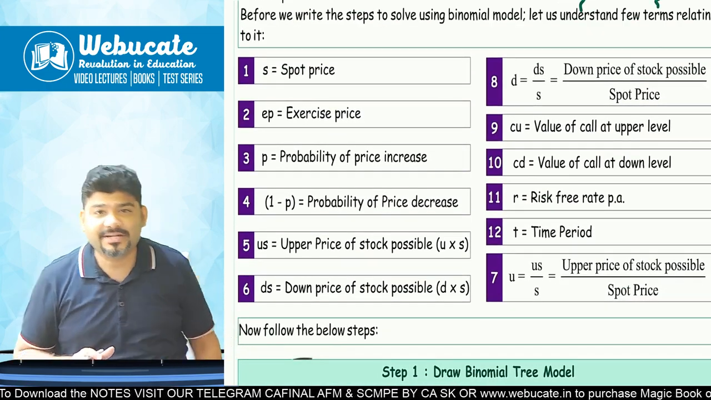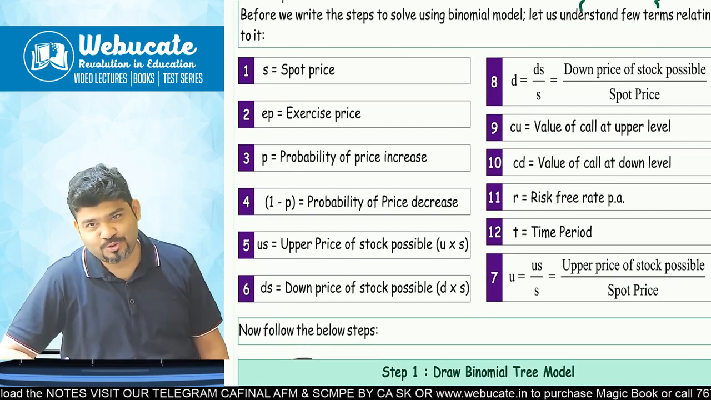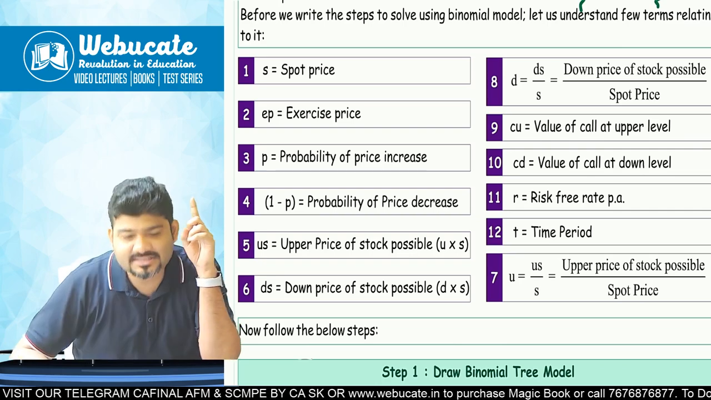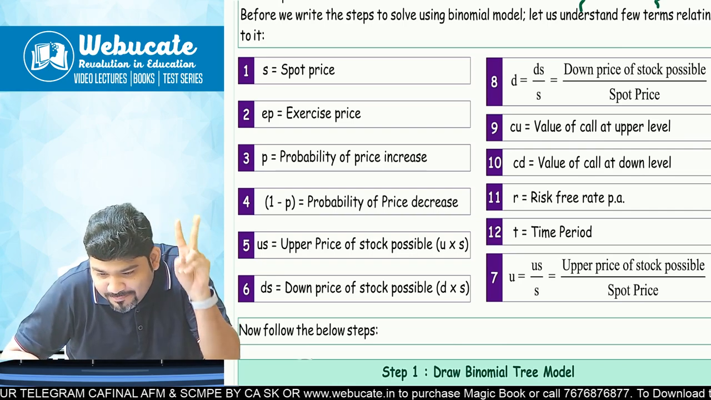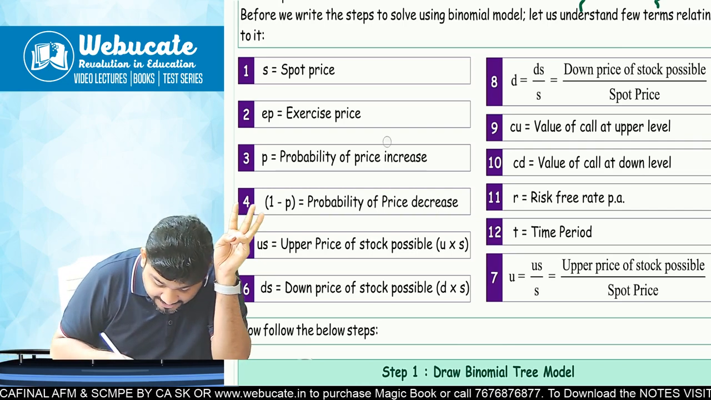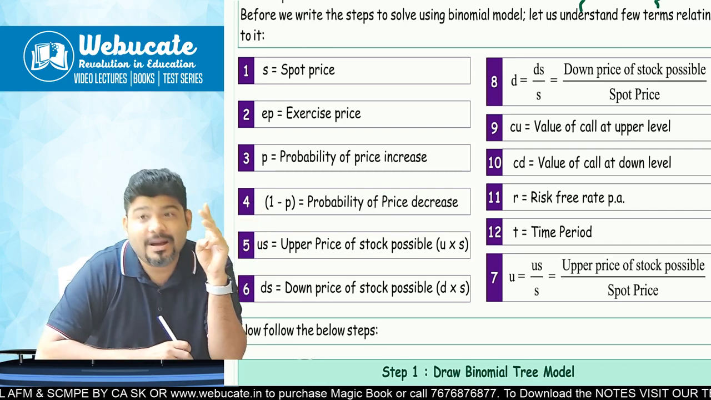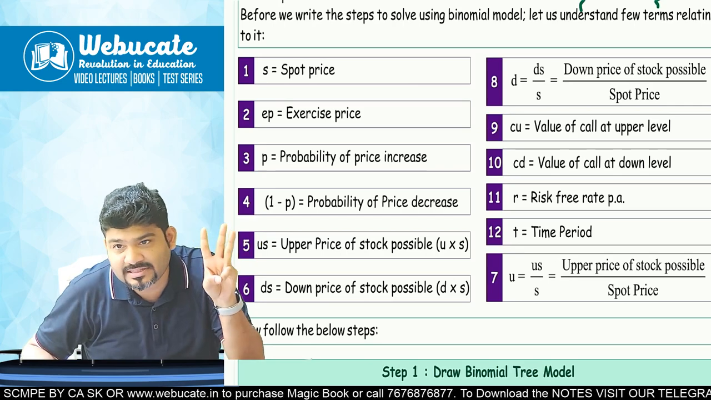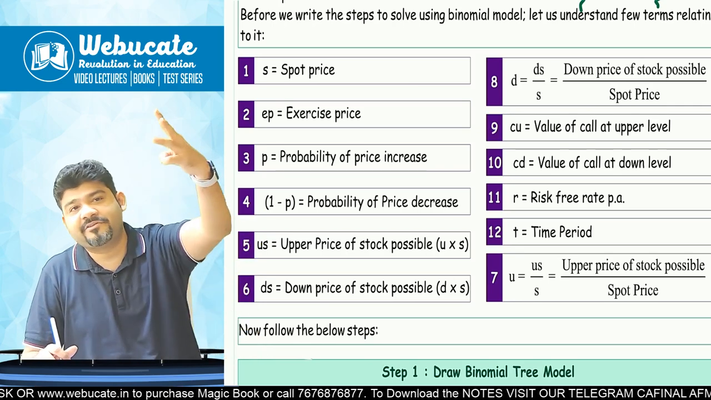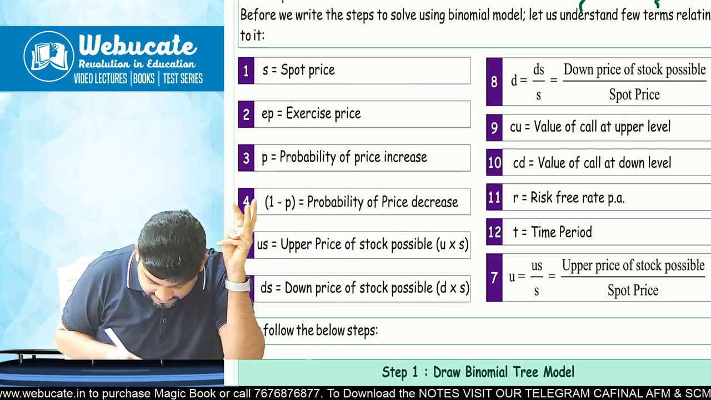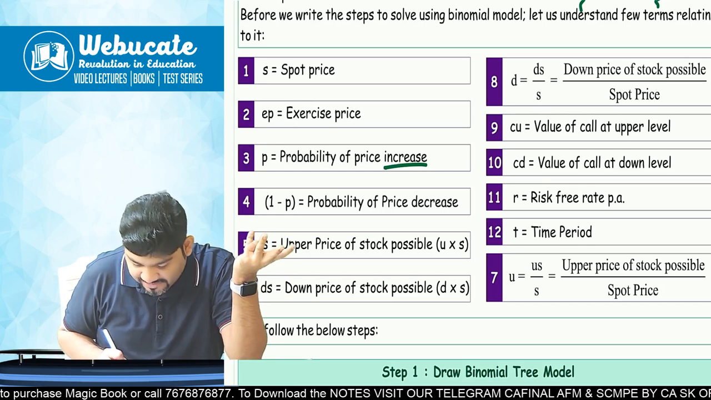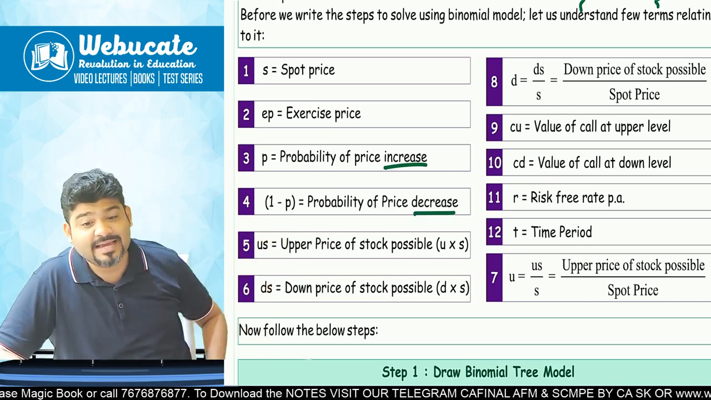Now, before I teach you the whole concept of binomial, I want you to understand a few of the terms, so to say, of the binomial model. Let's start. S will be called the spot price. EP is called the exercise price. P is the probability of price increase. See, again, binomial, so there will be two prices. One, when we expect the price to increase. When there is a word of expectation, probability will always be there. So P is the probability of price increase, and obviously 1 minus P will be the probability of price decrease.